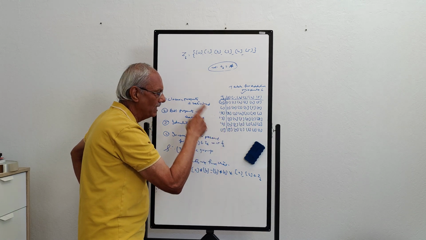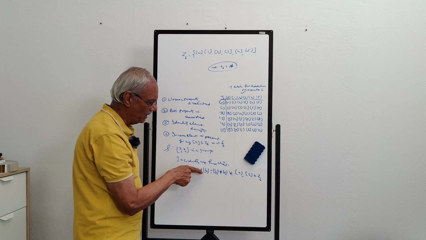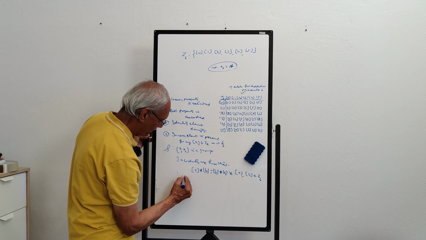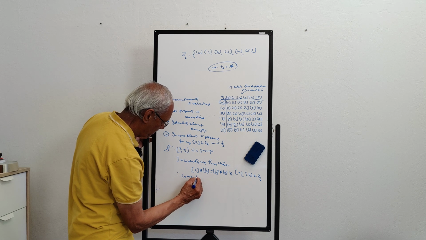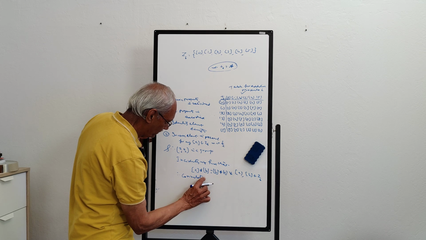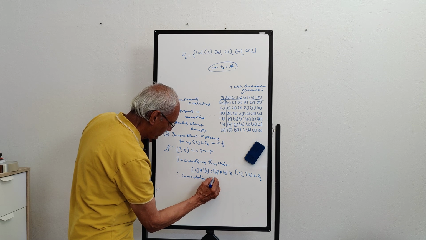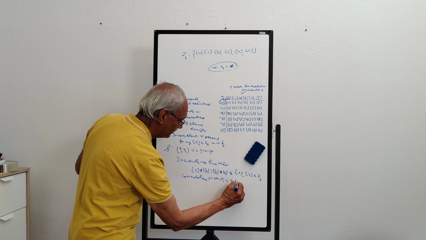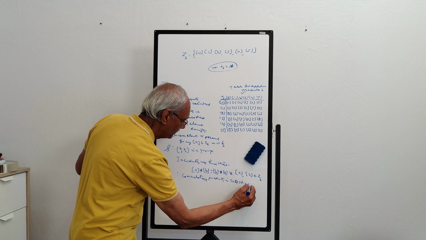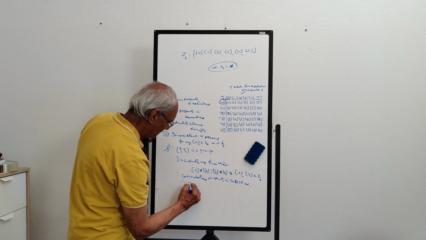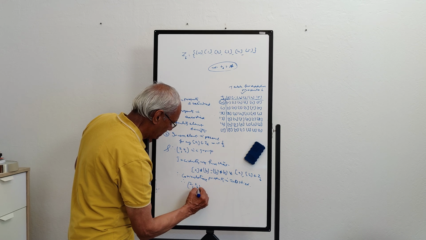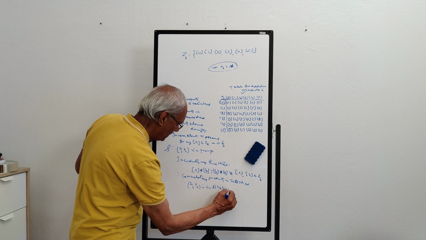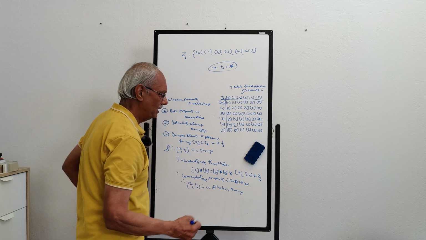So you see that for any two elements, A star B is equal to B star A, and therefore the commutative property is satisfied. Therefore Z6 plus 6 is an abelian group. So it is an abelian group.